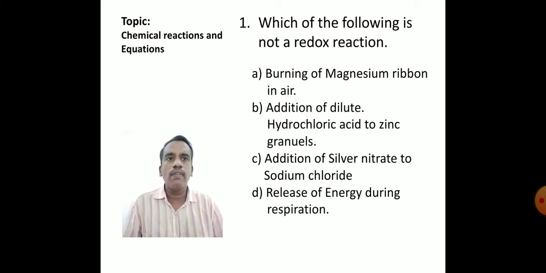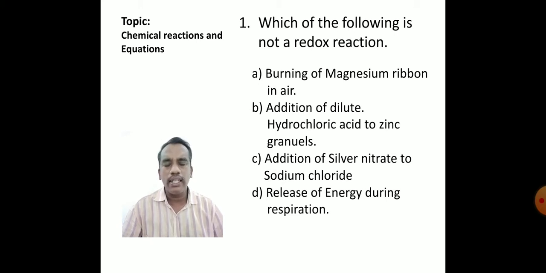Which of the following is not a redox reaction? What is meant by a redox reaction? The reactions in which oxidation and reduction take place simultaneously are called redox reactions. Here we have some options: burning of magnesium ribbon in air, addition of dilute HCl to zinc granules, addition of silver nitrate to sodium chloride, release of energy during respiration.